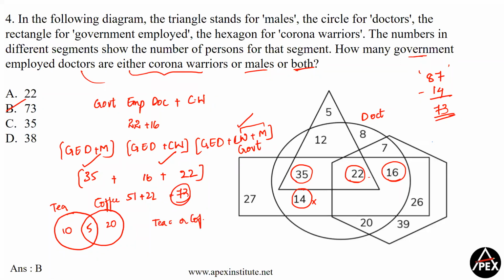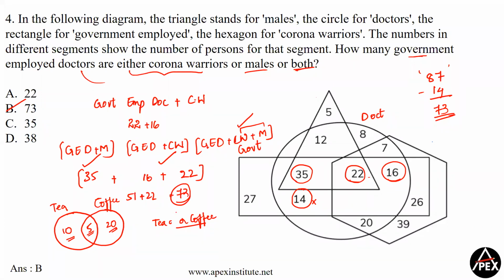30, sir. Then what will be your answer? 30 or 5? It should be 35, isn't it? You can see these 10 people are drinking tea, these 20 people are drinking coffee, and these 5 people are also drinking either tea or coffee. They are drinking both. So the answer should be 35.